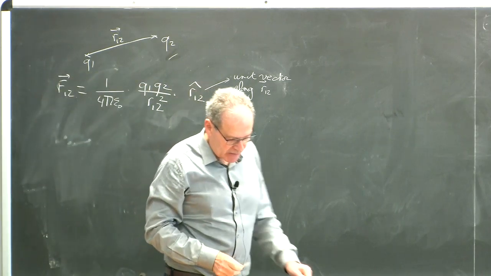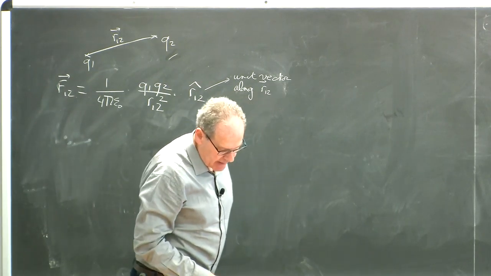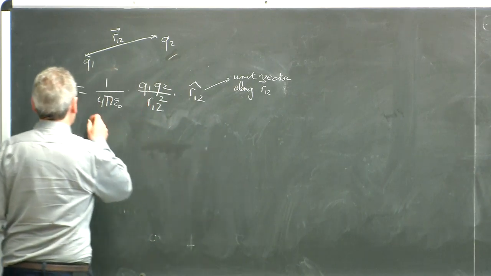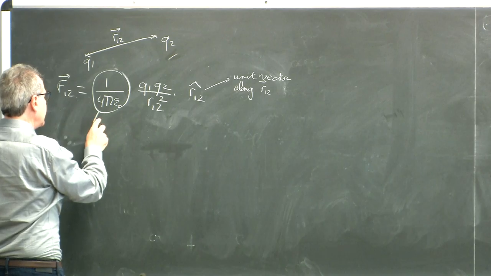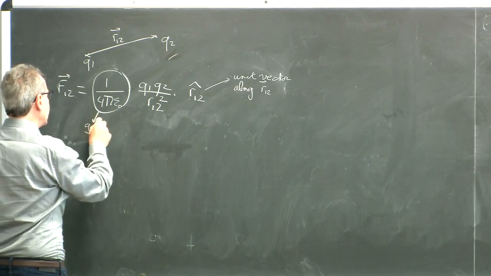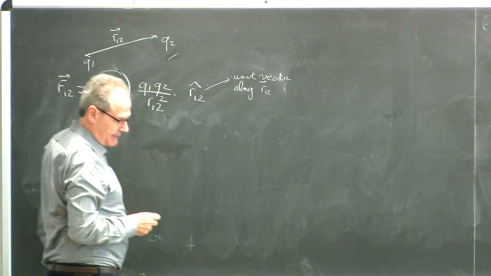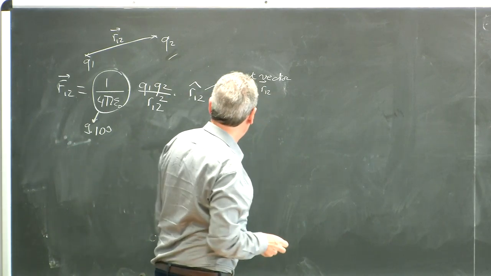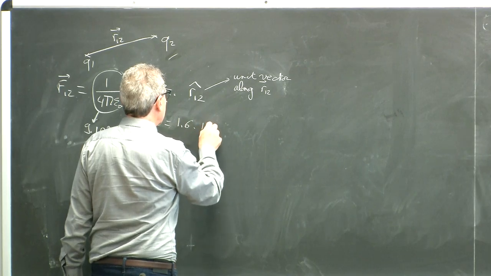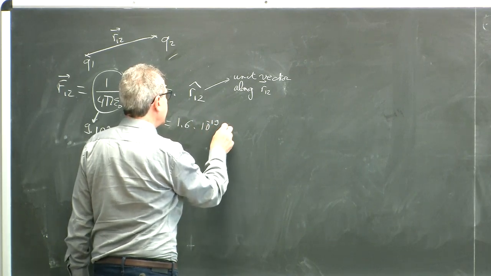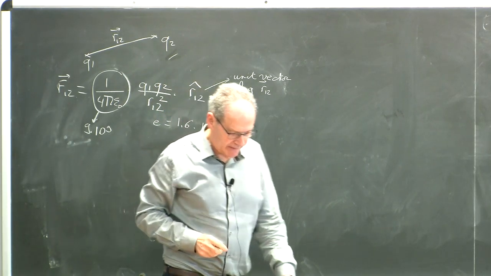Okay. So I give you the values to know. This constant, as I said, in SI units is 9 × 10⁹. And the electron charge, which we will use, is 1.6 × 10⁻¹⁹ Coulomb. Okay.